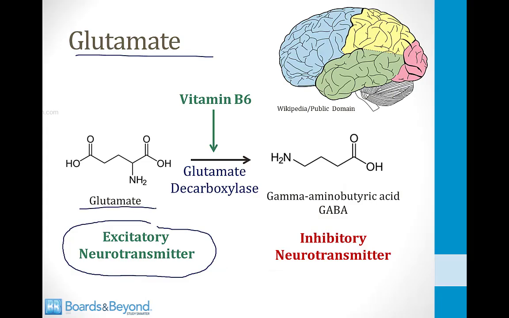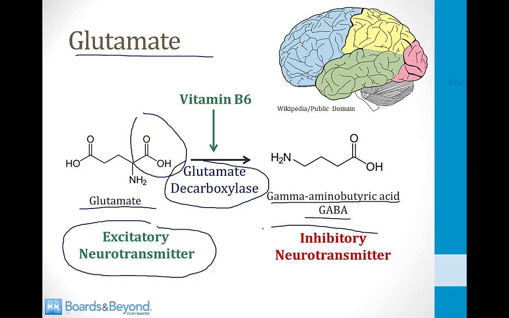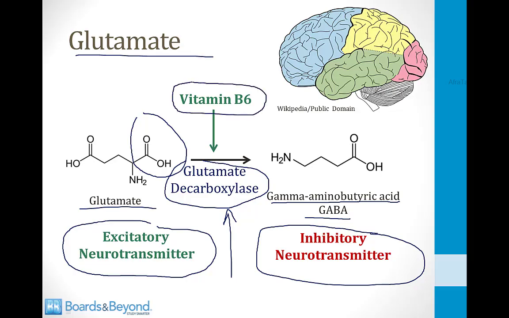Glutamate is an amino acid that also serves as an excitatory neurotransmitter. This is the structure of glutamate on the left side of the screen here. There is an enzyme present in the brain called glutamate decarboxylase, which can remove this carboxylic acid group here. And once that is removed, you now have a molecule of gamma aminobutyric acid, or GABA. GABA, in contrast to glutamate, is an inhibitory neurotransmitter. And so by manipulating the activity of this enzyme, brain cells can control how much excitatory neurotransmission versus inhibitory neurotransmission they will perform. And just like many other decarboxylase enzymes, glutamate decarboxylase requires vitamin B6 as a cofactor.